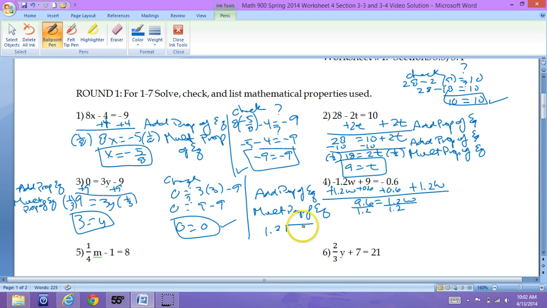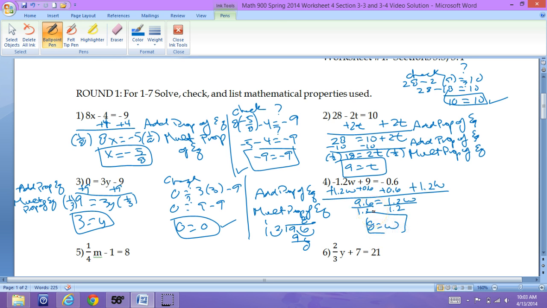1.2 goes into 9.6. You move the decimal over once, you move the decimal over once, and here's your decimal. So 12 times what? Possibly 8. 8 times 2 is 16. 8 times 1 plus 1 is 9, and in fact it is 8. So 8 equals w, or w equals 8.